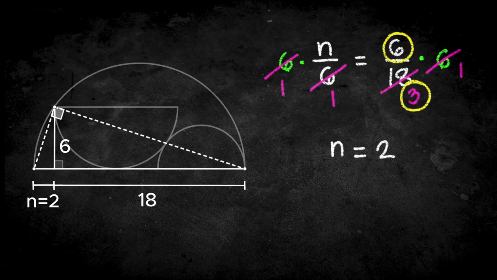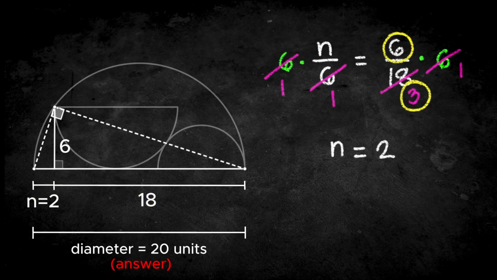Finally, to solve for the diameter's length, just add 2 plus 18. Therefore, the diameter is 20 units.